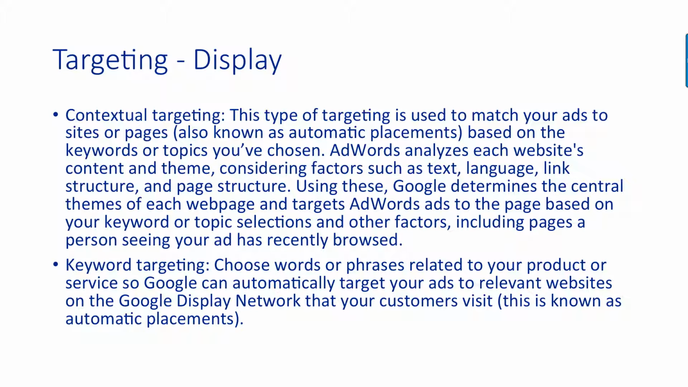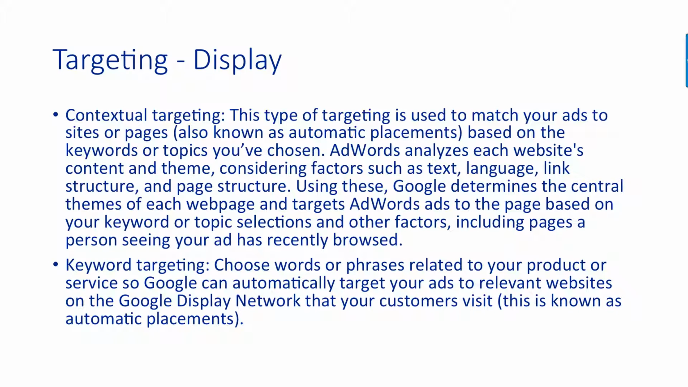So targeting in the display network. Now there's lots of different ways that you can buy advertising and target your advertising through the display network. So we'll go through each of them in turn. The first way is contextual targeting, and this type of targeting is used to match your ads to a site or pages, and it's sometimes known as automatic placements, based on keywords and topics that you have chosen. So Google will look at its network of websites and it will match the keywords and topics that you have chosen with websites that it thinks you could place adverts on.